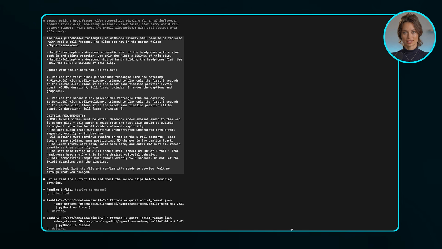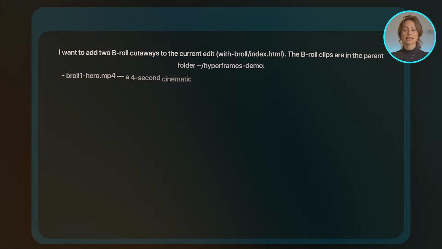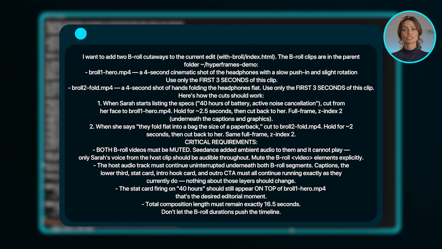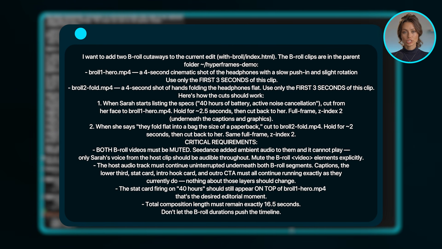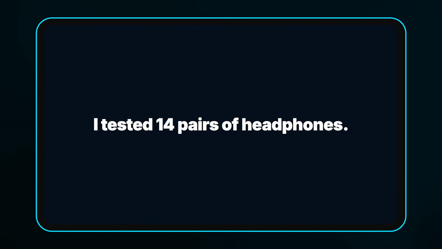Both came from Seedance 2.0, using the same workflow as our main clip. Now it's time to head back to Claude Code and describe what we want. We'll tell it to cut to the hero shot when our host starts talking about the specs, then cut to the folding shot when she mentions the size.